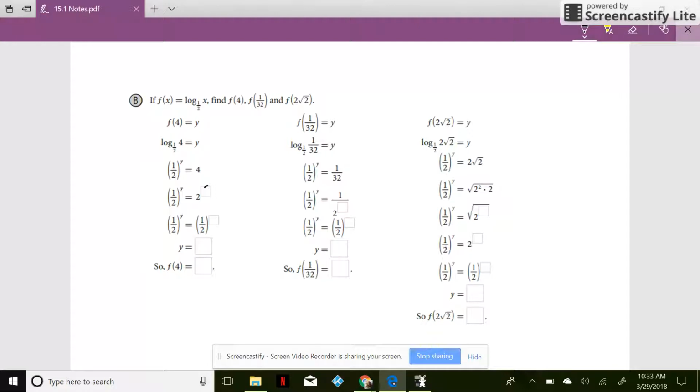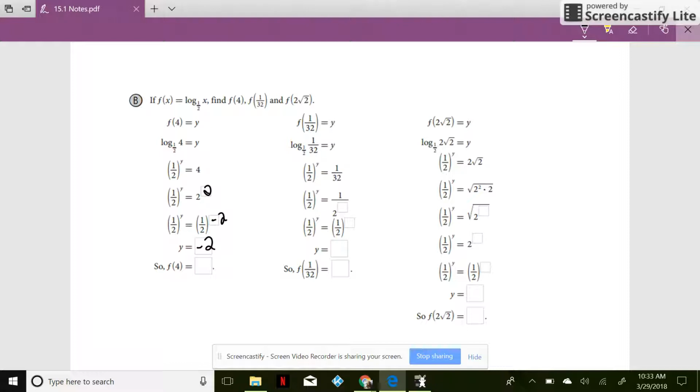Well, 4 is the same thing as 2 squared, which is the same thing as 1/2 to the -2 power. Remember, negative exponents are going to take the reciprocal of our base. So that means our y is equal to -2.